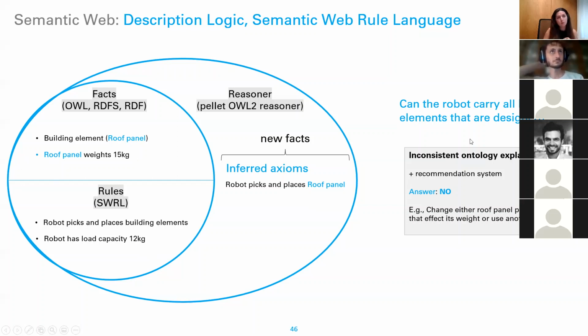us no. And then in future, this can be combined with some recommendation system. Then you add also a message. Then you can even send this message directly to the design tool. And the response can be, no, this cannot be done. Please change either the roof panel properties or change the robot. So then you should change one of these 2 facts.